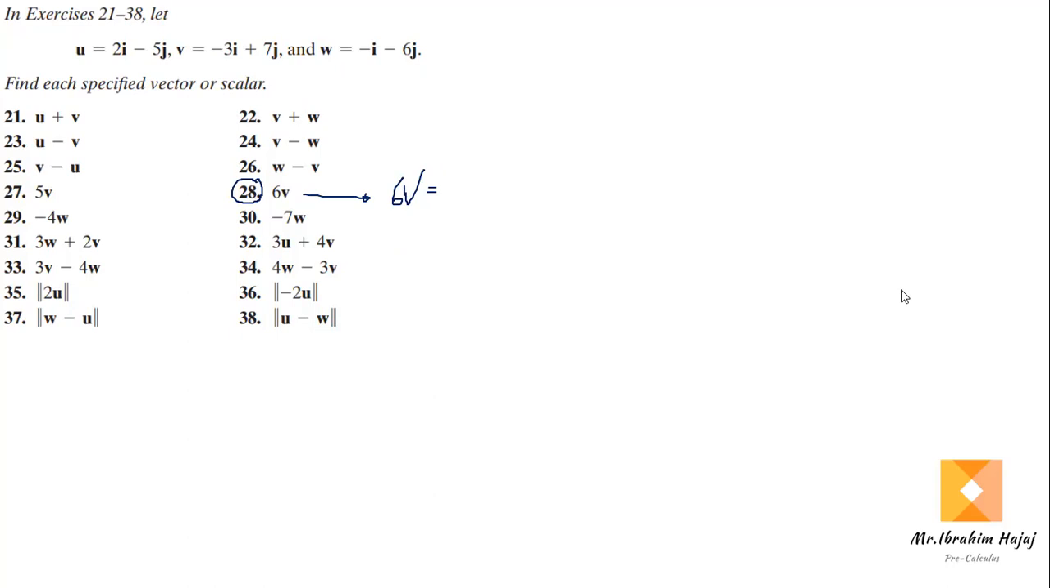6 times v, so 6 times the components of this vector. 6 times negative 3i will be negative 18i. Then 7 times 6j. So your answer is negative 18i plus 42j.